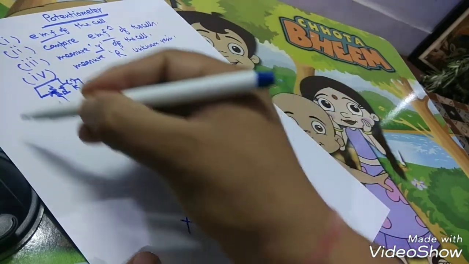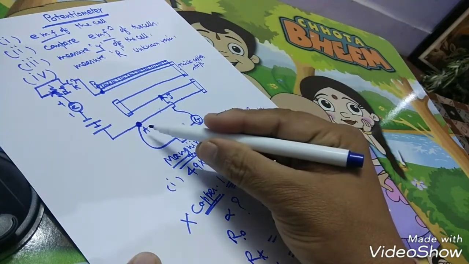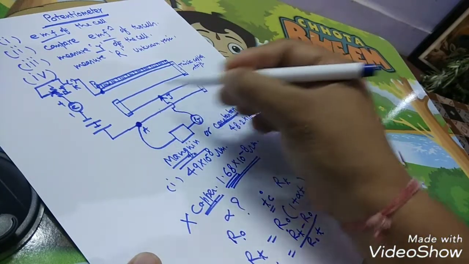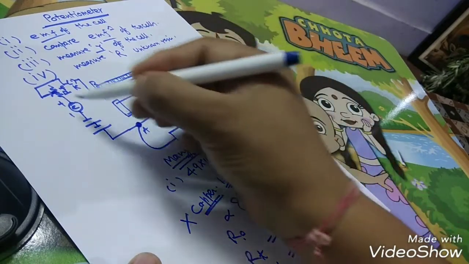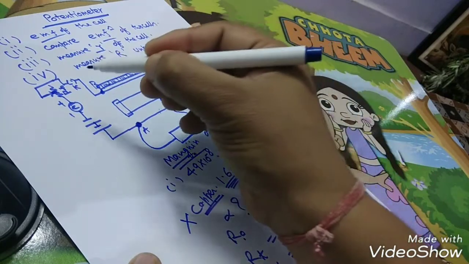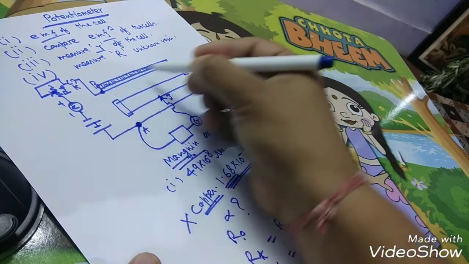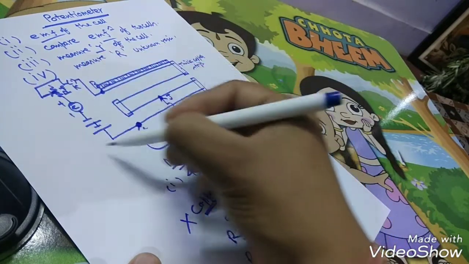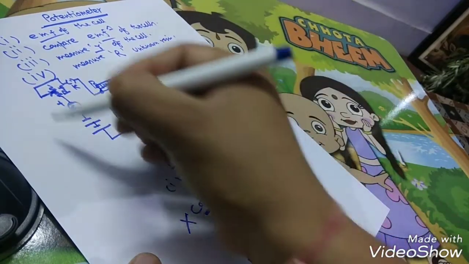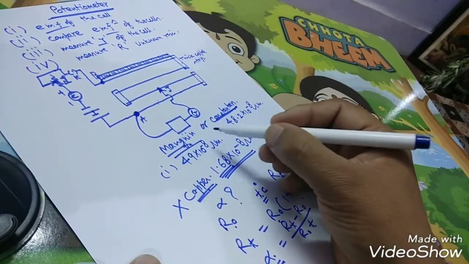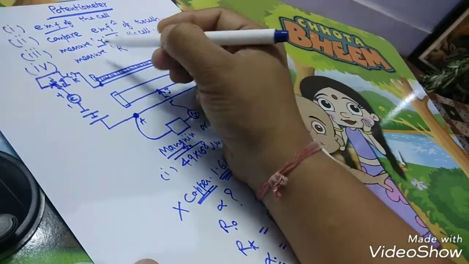So how can we increase the sensitivity of the potentiometer? We can increase the sensitivity of the potentiometer by increasing the length of the potentiometer wire. And second, we can increase its sensitivity by decreasing the amount of current flowing through this circuit, the auxiliary circuit from this battery. By these two factors, we can increase its sensitivity. So this is potentiometer. It's a principle.